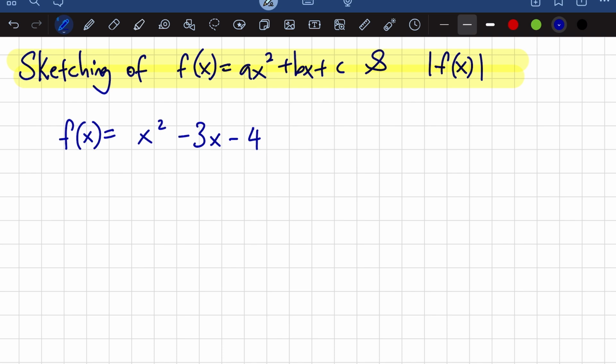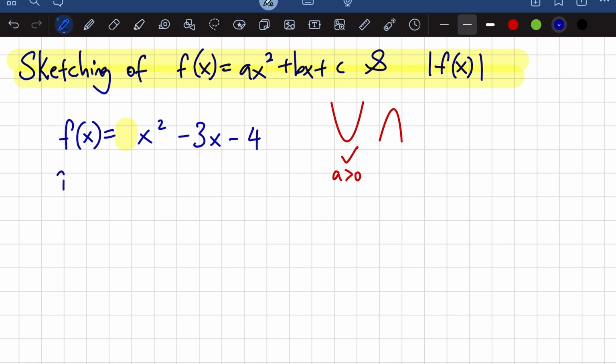Right now, we're going to focus on how to sketch a quadratic function. In this example, I've given that f(x) is equal to x squared minus 3x minus 4, and we want to sketch this particular quadratic function. Now, we know that quadratics can be either a U-shape or N-shape. In this case, this is a U-shape. The reason is very simple: the coefficient of the x squared here, which is 1, is a positive value, so it is more than 0. So we know that it's going to be a U-shaped parabola.